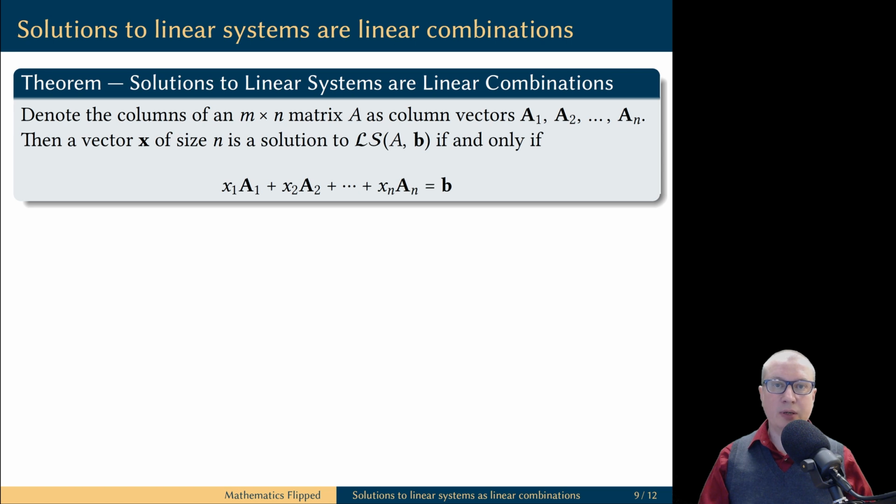Suppose we have an m by n matrix A, and let's denote its columns, which we can think of as column vectors, by a1, a2 through an.